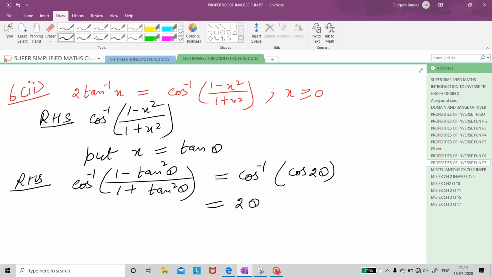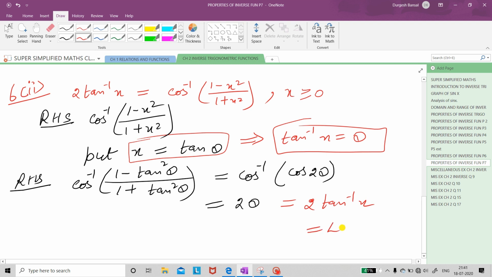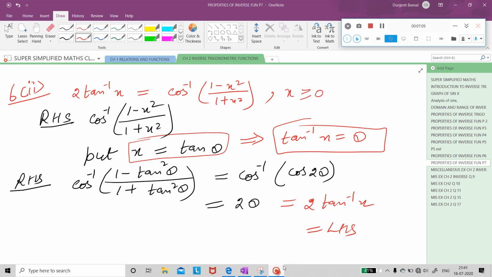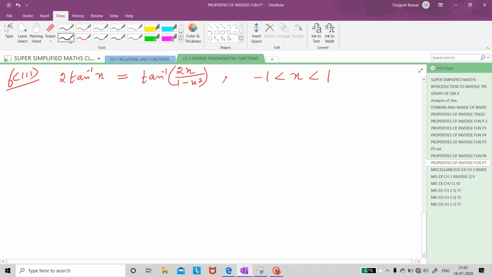Now we have to substitute back the value of theta. So you can see, since we substituted x to be tan theta, this implies the value of theta is tan inverse x. So in place of theta, we again substitute back tan inverse x, which is nothing but the left hand side. Now the next property, property 6 part 3 is 2 tan inverse x is equal to tan inverse 2x upon 1 minus x square.